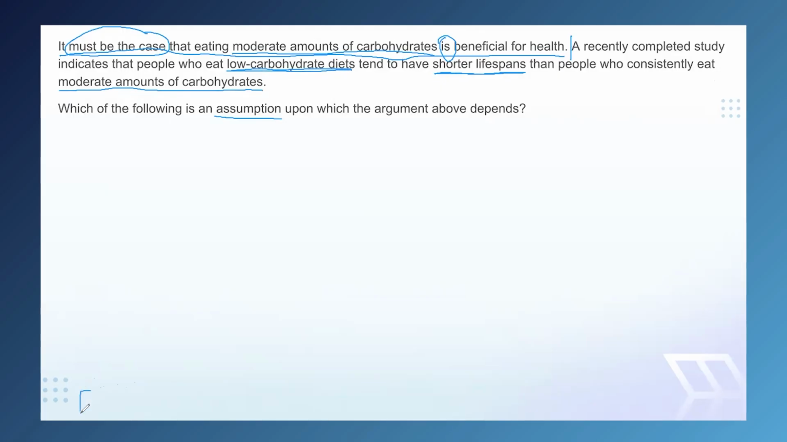So our flaw, we do not know that it is the difference in carbohydrates that is causing this difference in lifespan. In fact, I think what's going on here is that perhaps there is something else that is leading to this difference in lifespan in low versus moderate carbohydrate people.